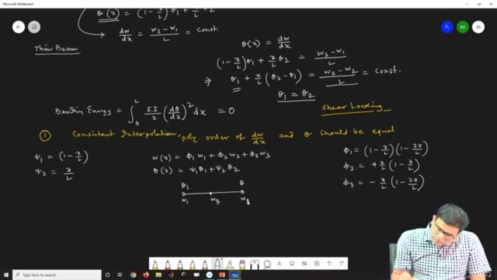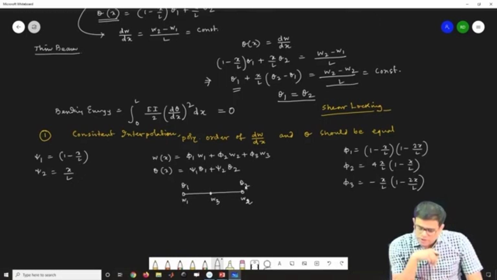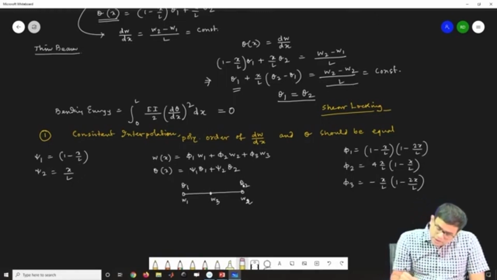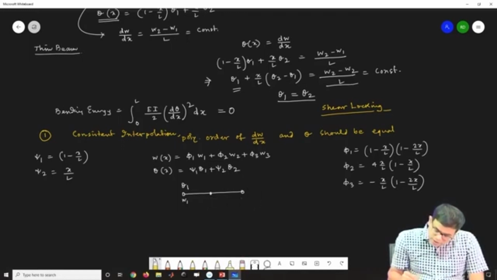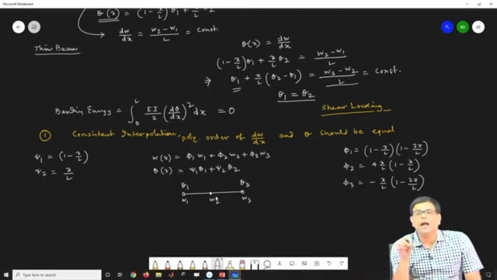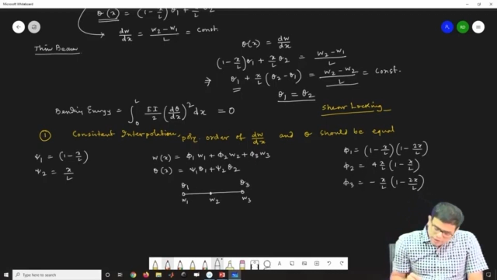If I do that, then this shape function might change. So W3, then let us say theta 3. So here I will have only the variables theta 1 and theta 3, but at node 2 I won't have any theta variable.